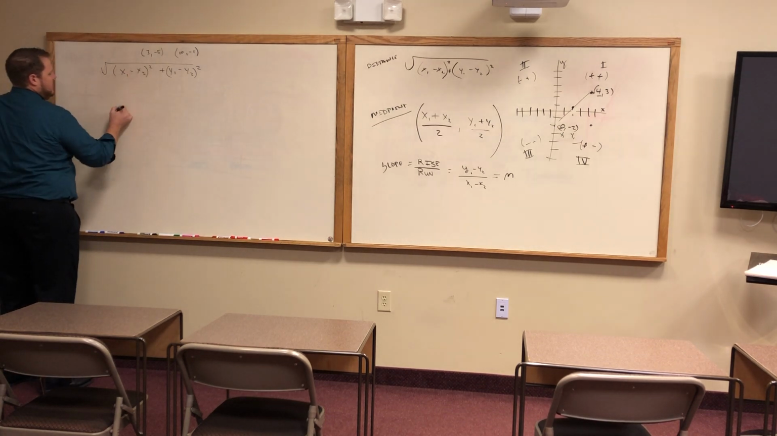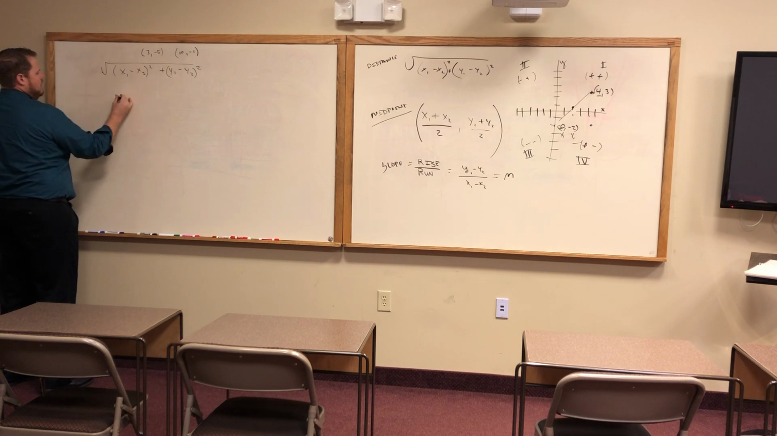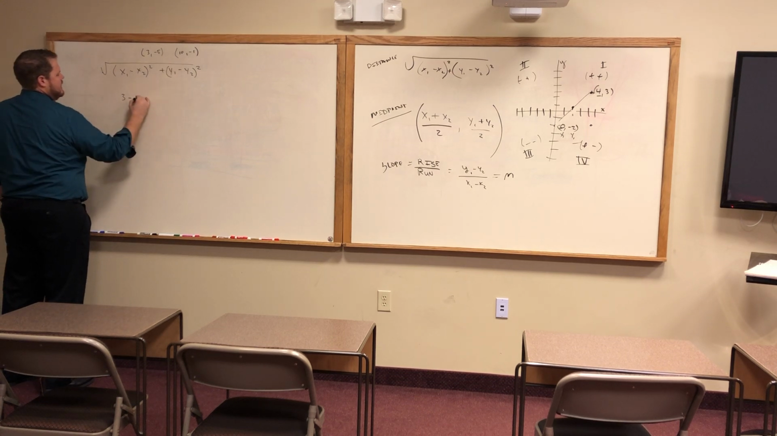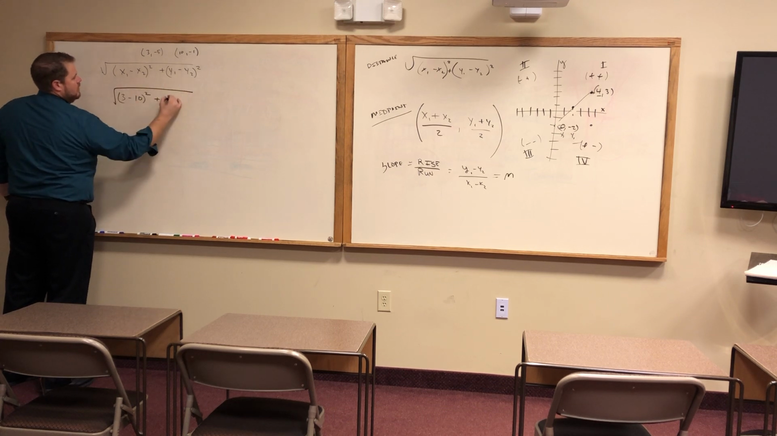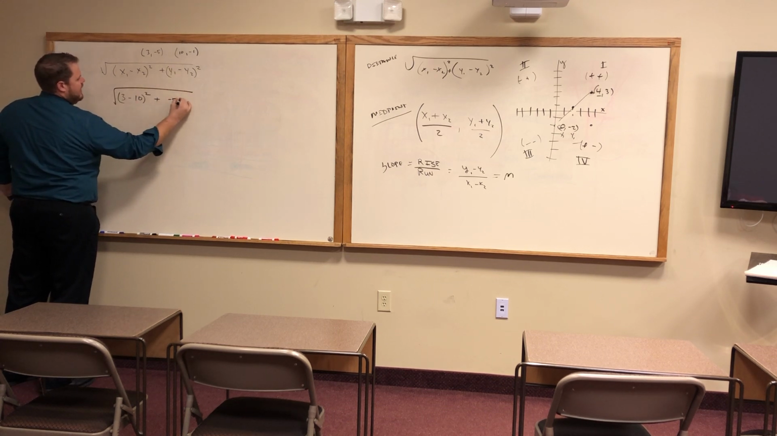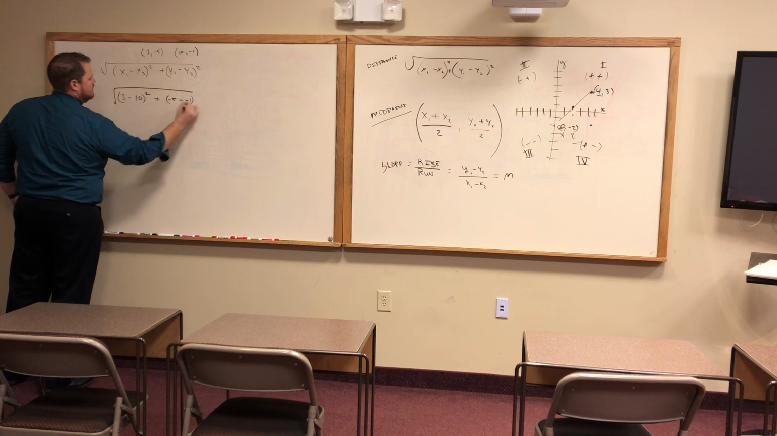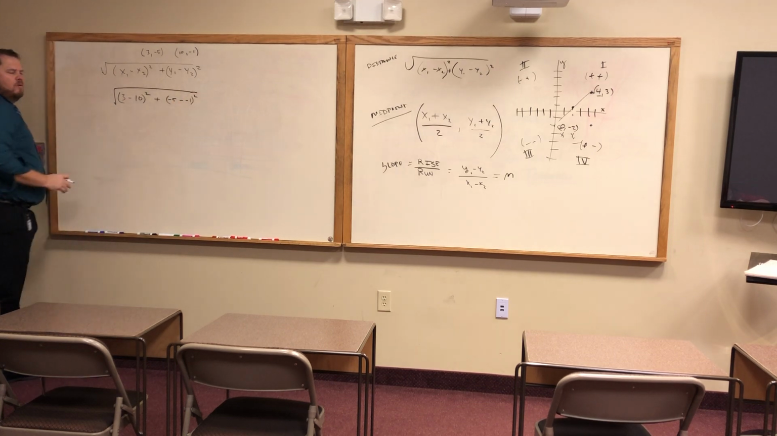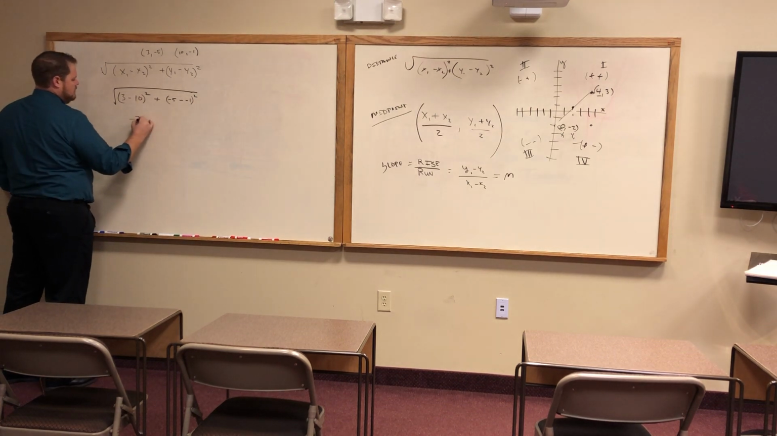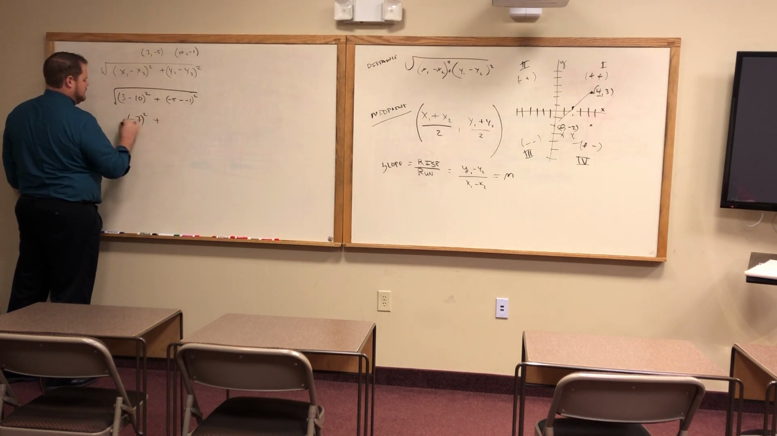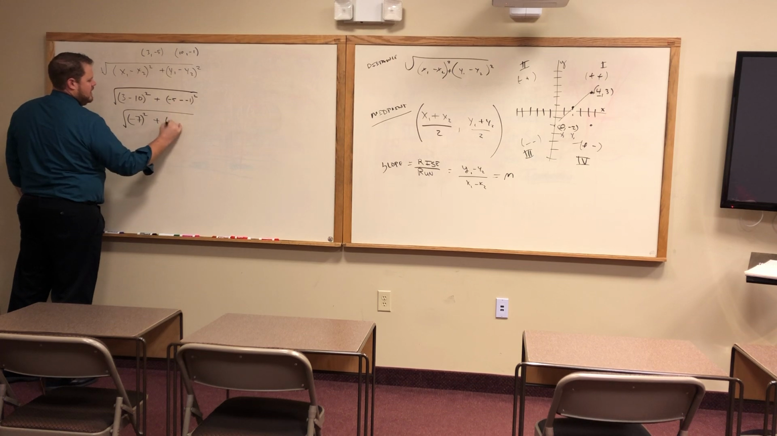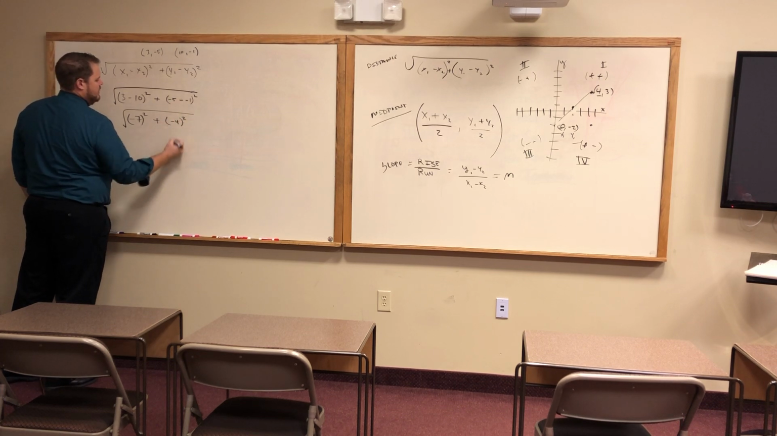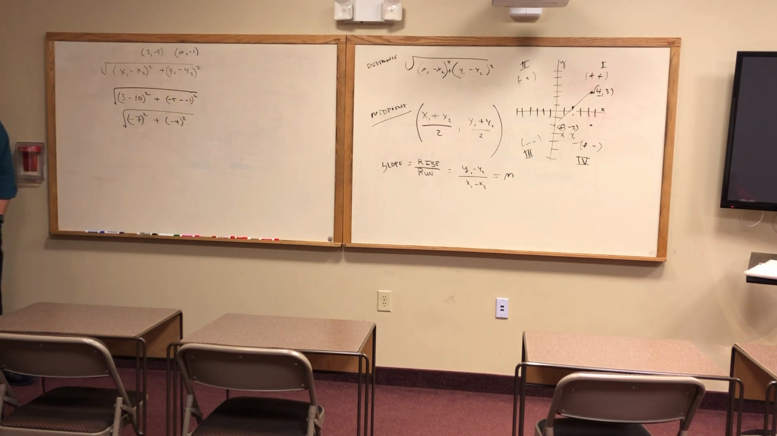So here we go. Plug in. 3 minus 10 squared plus, what's this one? Negative 5 minus negative 1 squared, right? What's 3 minus 10, class? Negative 7. Negative 7 squared plus negative 4 squared. Does everybody follow? Are we good so far?